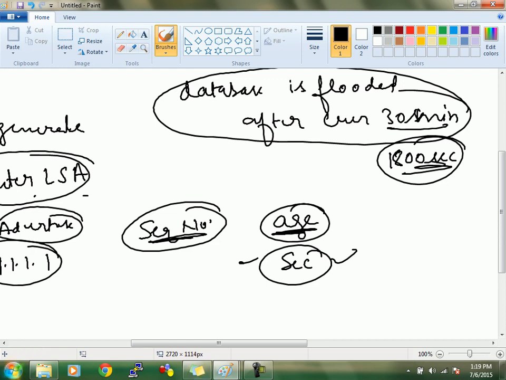See, let's come back to that point. What are full updates and what are partial updates? What are periodic updates and what are incremental updates? In case of OSPF, there will always be periodic updates. Periodic means after 30 minutes they will exchange database. Now, if there is a change, update will be incremental but never partial. It will always be full.